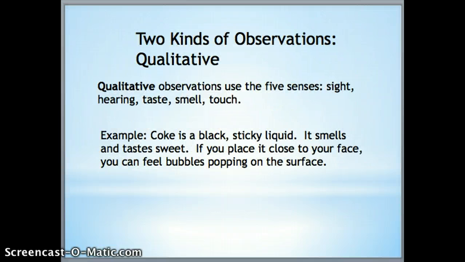There are two kinds of observations. The first kind is qualitative. Write this down. Qualitative observations use the five senses: sight, hearing, taste, smell, and touch. Let me give you an example.